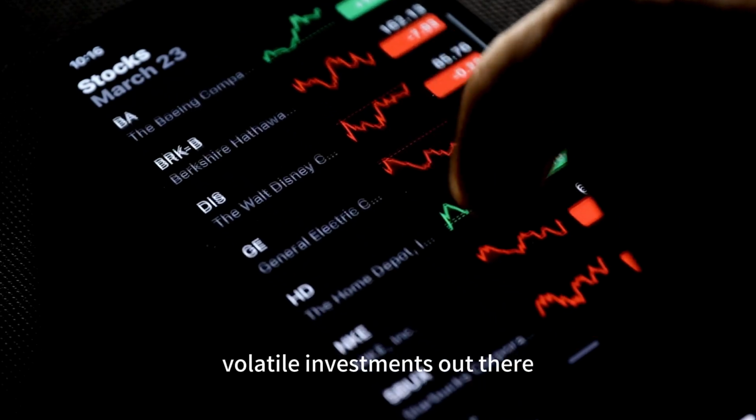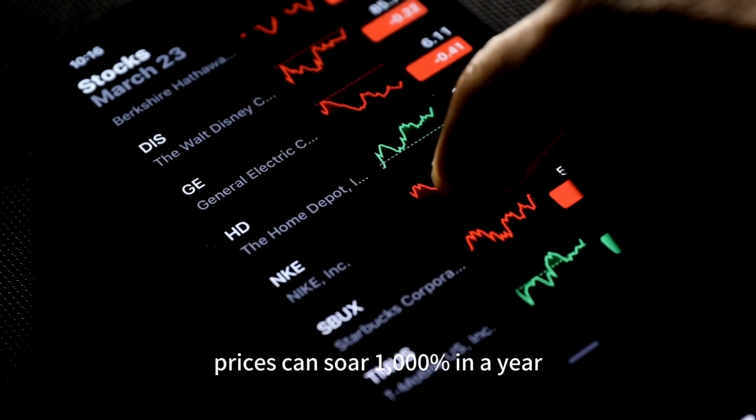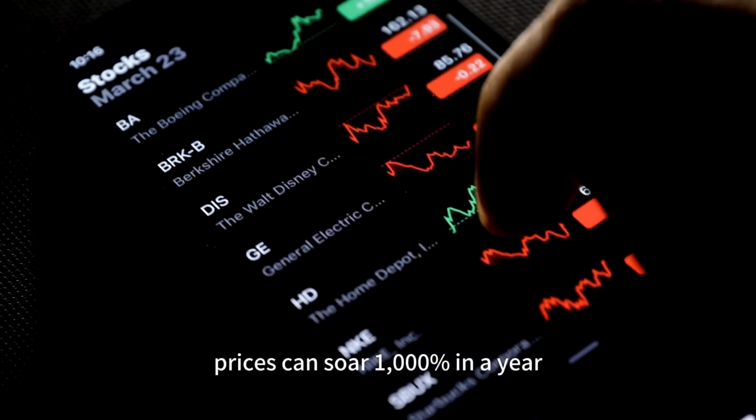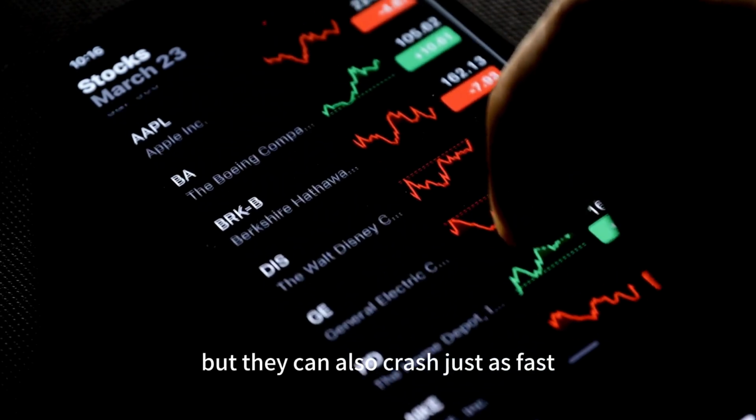Crypto is one of the most volatile investments out there. Prices can soar 1,000% in a year, but they can also crash just as fast.